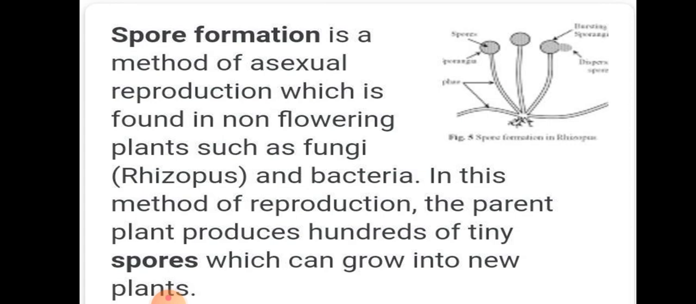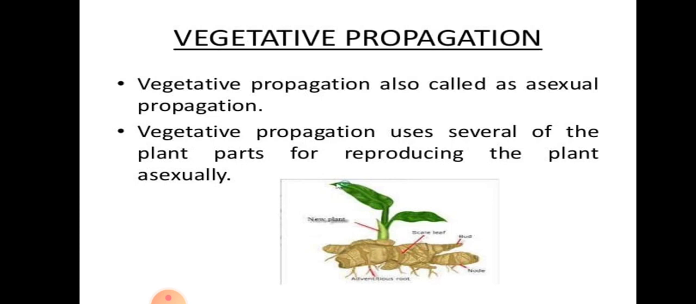Next we saw spore formation. As it is asexual reproduction, it is found in non-flowering plants such as fungi, rhizopus, and bacteria. In this method the parent plant produces hundreds of tiny spores which can grow into new plants. These spores are stored in a sac called sporangium. Then the sporangia burst, and the spores from each sporangium get scattered by rain or wind and start developing into a new rhizopus plant.